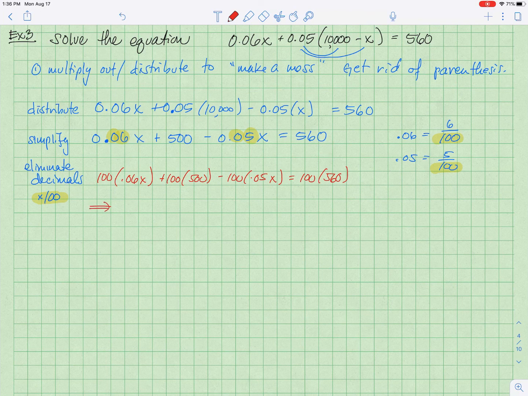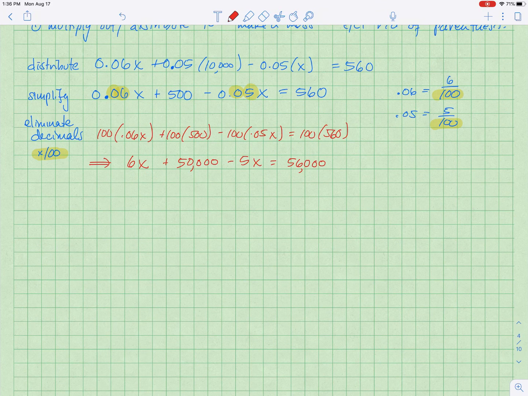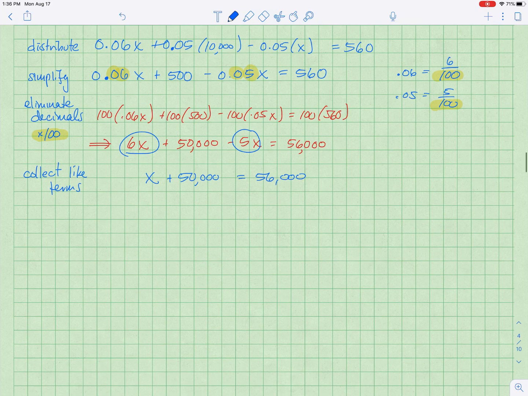And then we're going to get 6x plus 50,000 minus 5x is equal to 56,000. Then it'll be a simple matter of collecting like terms. Collect like terms. And we have a 6x and a negative 5x. That's going to give us a total of x. And we have x plus 50,000 is equal to 56,000.